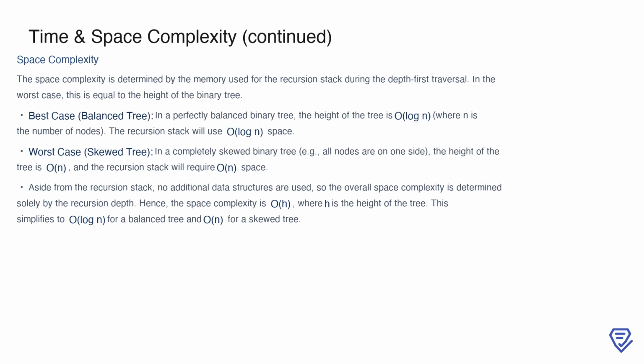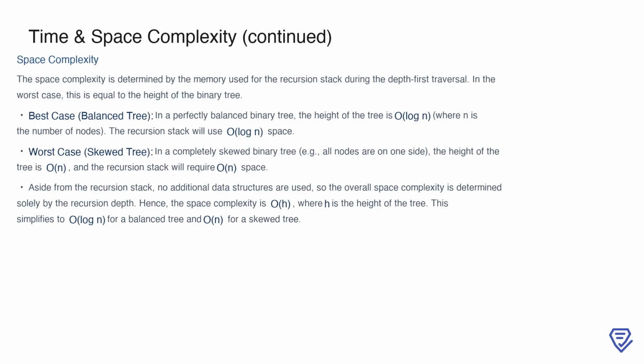Now, let's analyze the space complexity. The space used by this solution is dominated by the recursion stack during the depth-first traversal. The maximum size of the recursion stack is determined by the height of the binary tree. In the best case, when the tree is perfectly balanced, the height of the tree is O(log n), which means the recursion stack will require O(log n) space.